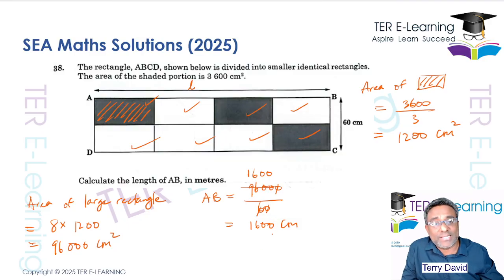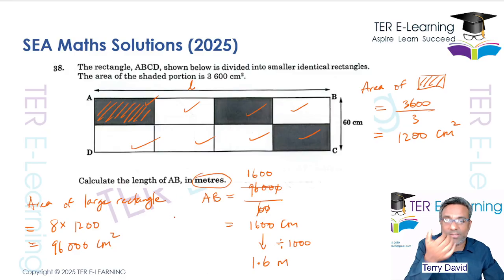In this case, the question says we need to convert this into meters. So you have to divide this by 100 if you want to convert to meters. So the actual answer is 1.6 meters. The question says they want the answer in meters, so that is required.